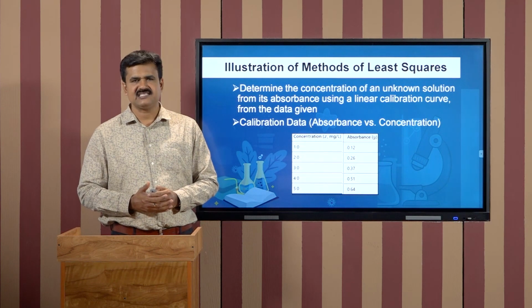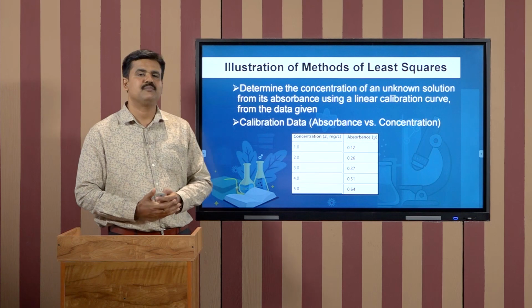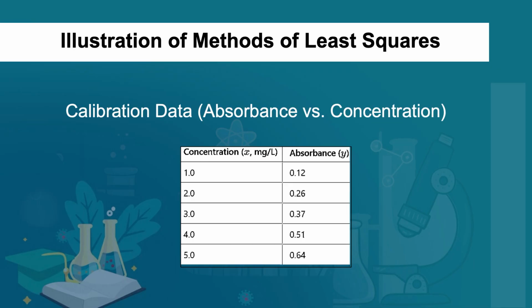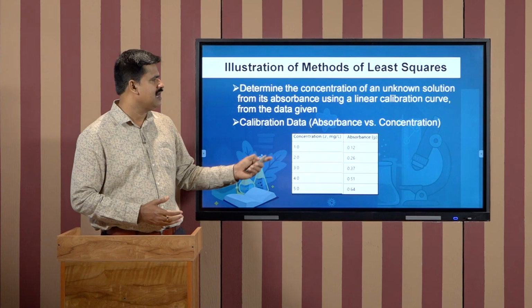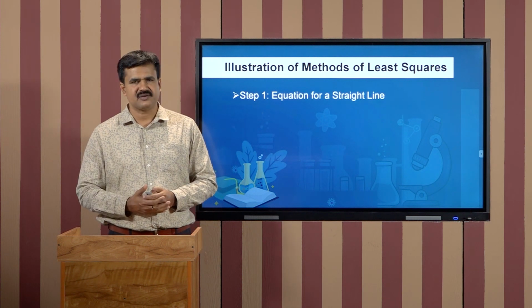Calibration data, that is absorbance versus concentration, are given in tabular form. In the first column, the data given is the concentration, which is expressed in units of milligram per liter, and the second column represents the corresponding absorbance. Absorbance is to be taken in the y direction, and concentration in the x direction, and we have to illustrate the method of least squares.